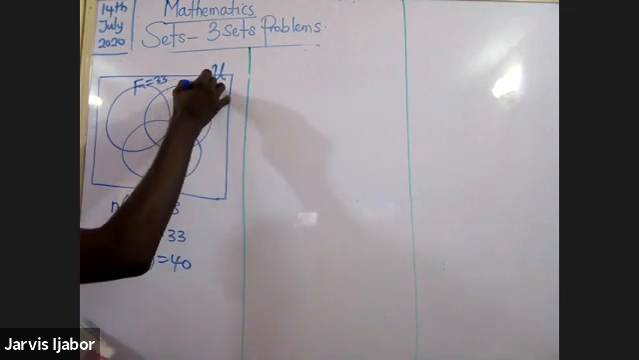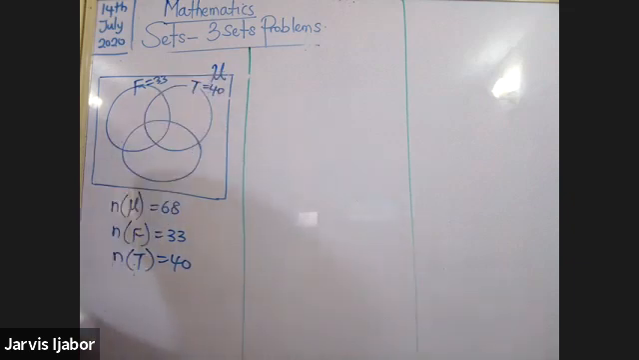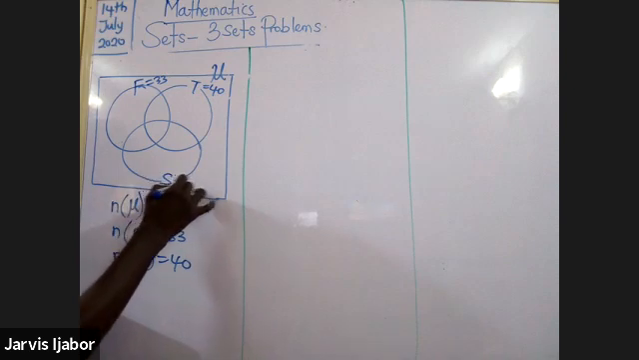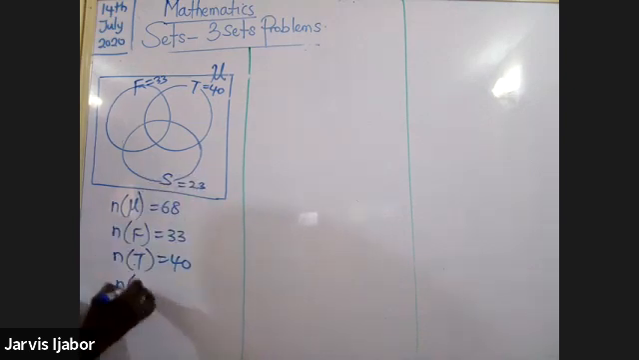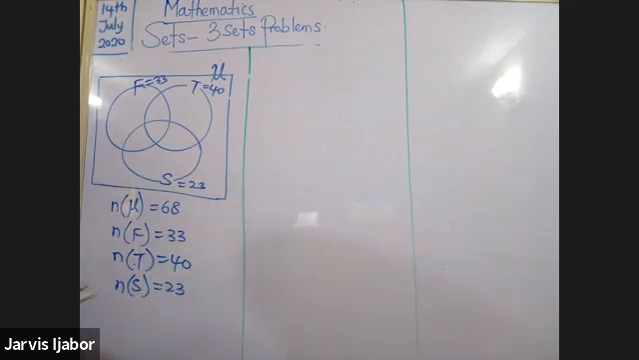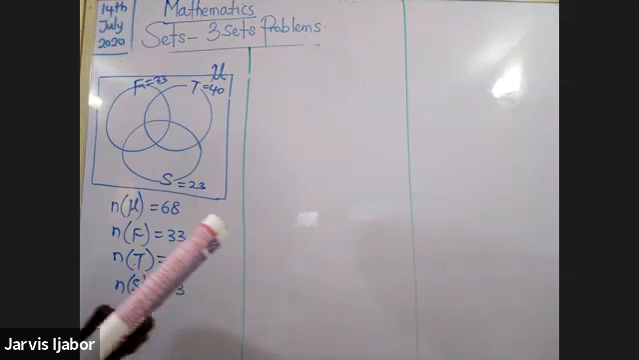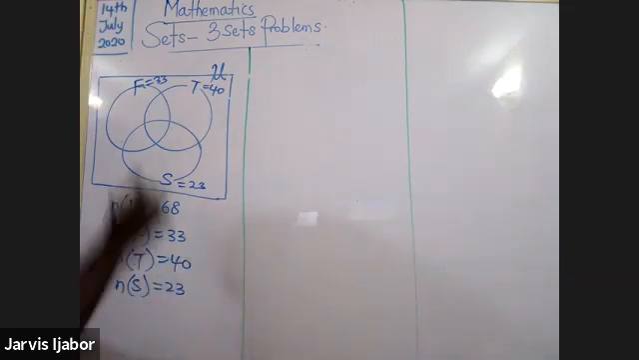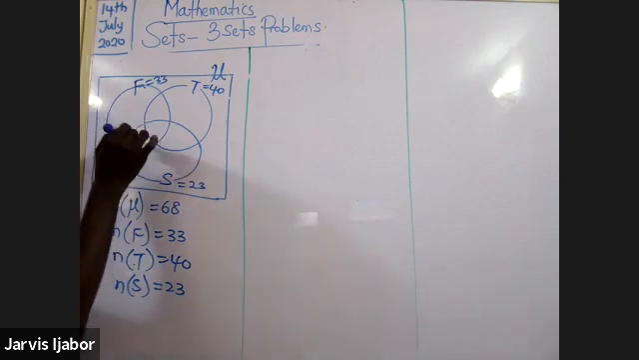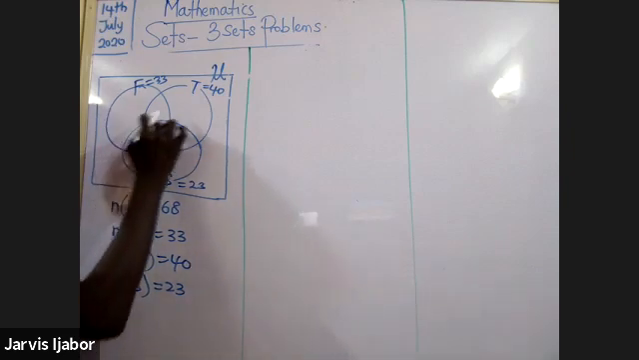40 do track. I'll put that one here, T, 40. 23 do swimming. So number of swimming, 23. Now, 8 do both swimming and what? Field. 8 do both swimming and field. It's not talking about this only, it's talking about this whole region.